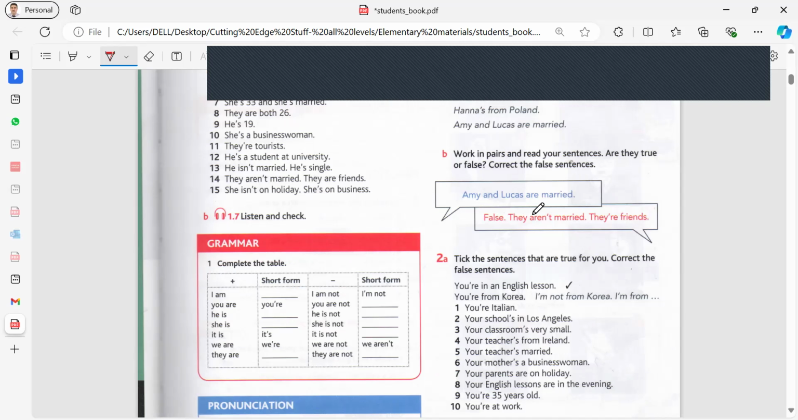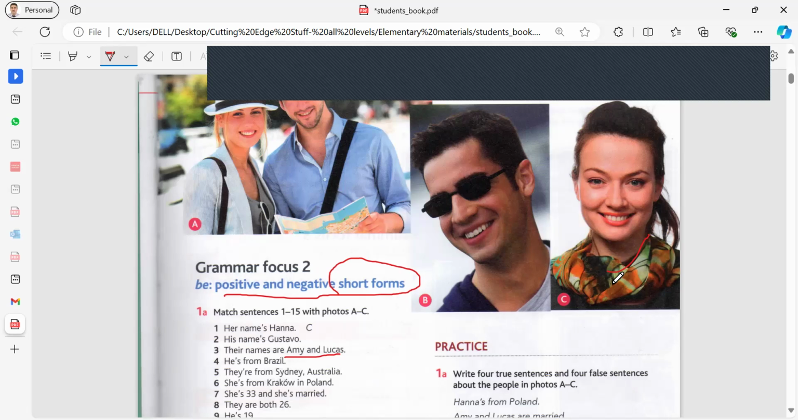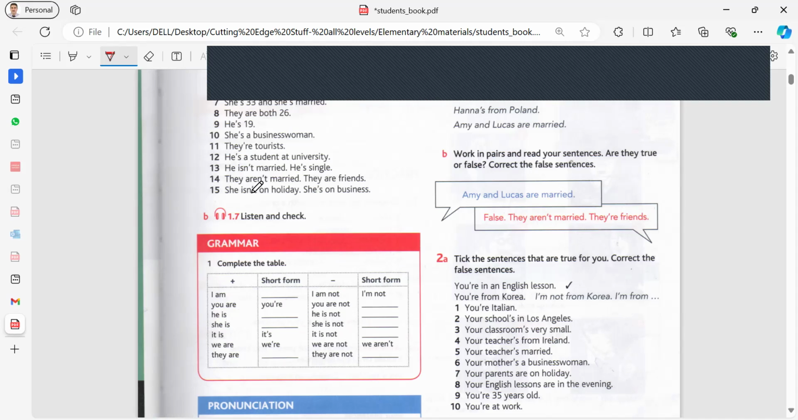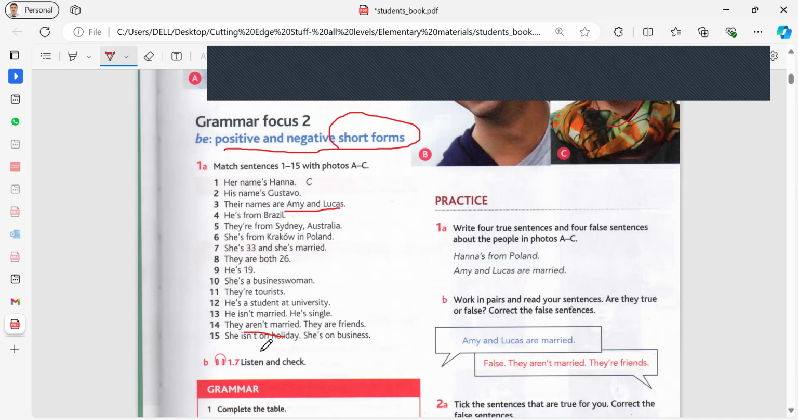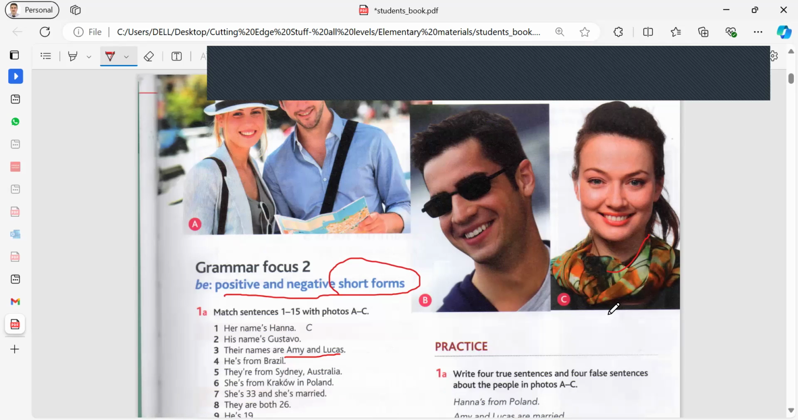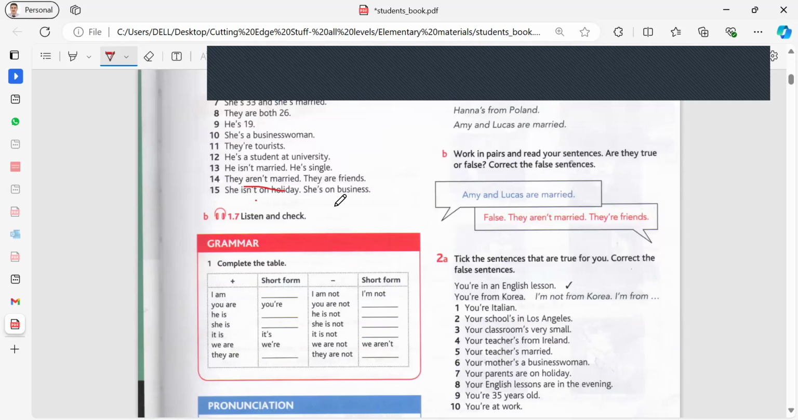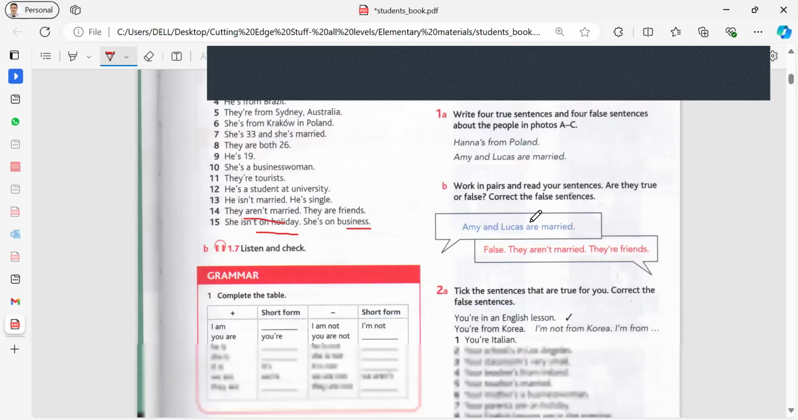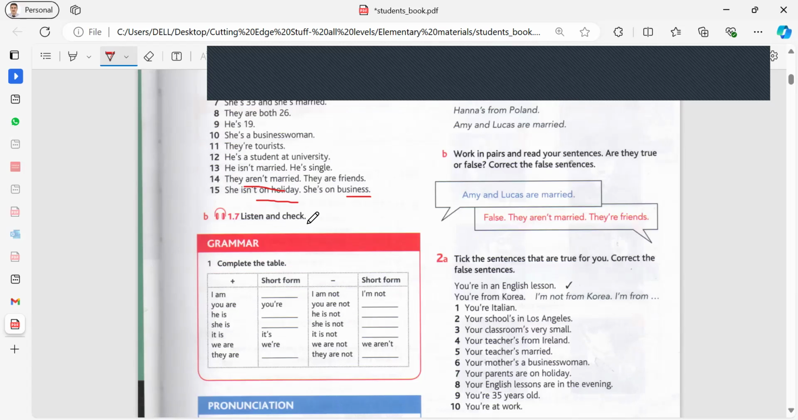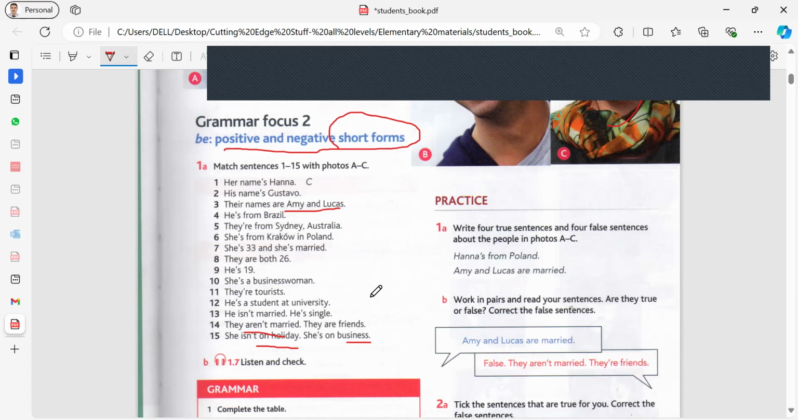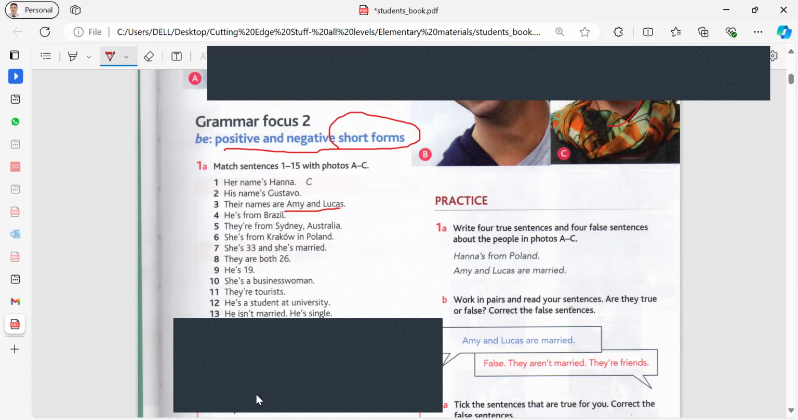She's a businesswoman. C. Yes. They aren't married. They're friends. A. She isn't on holiday. She's on business. See? Yes. Now listen and check. Listen and check. Okay? Ready? Listen and check. Unit 1, recording 7.